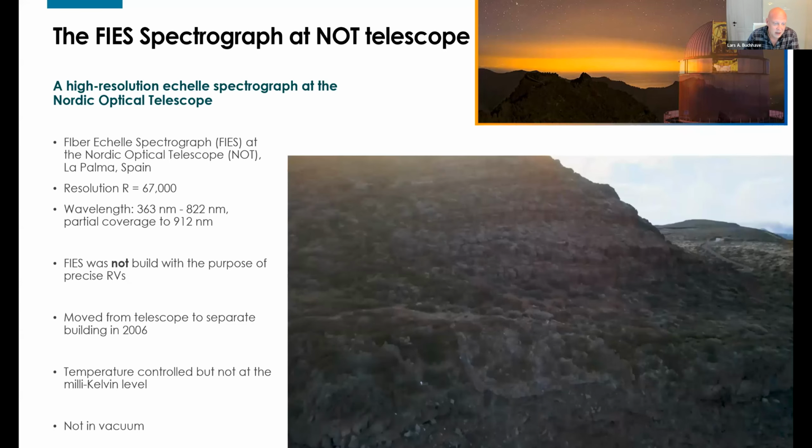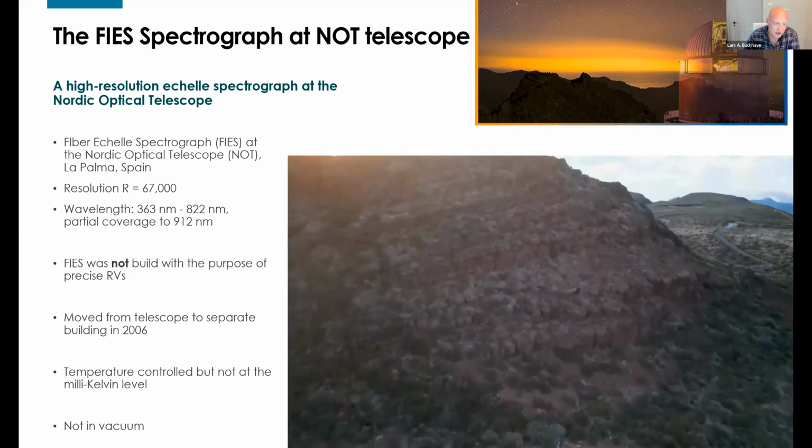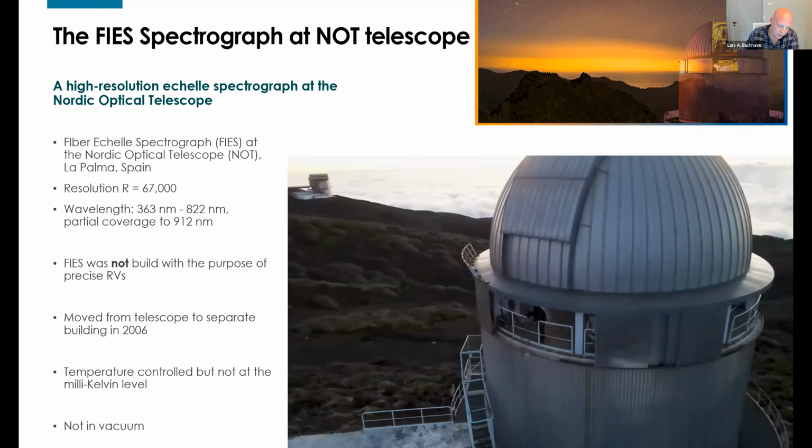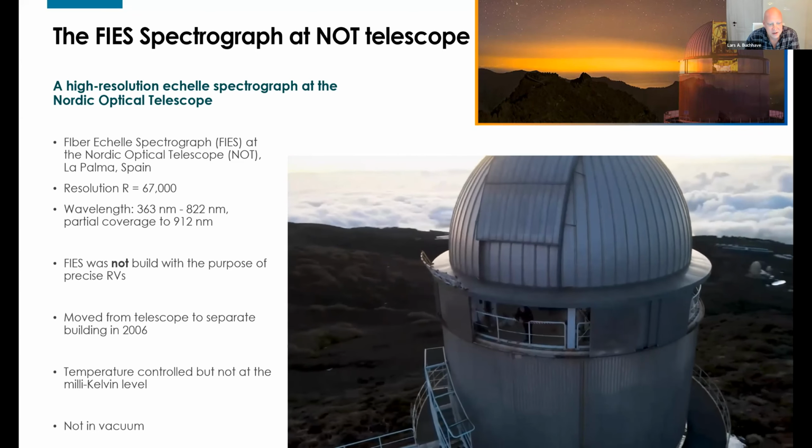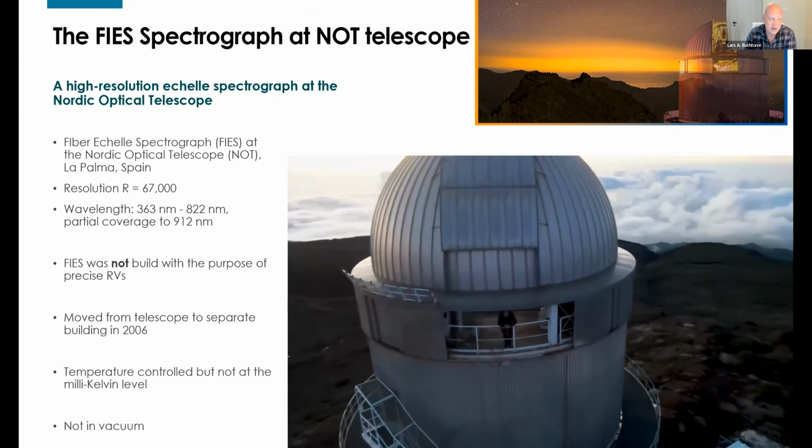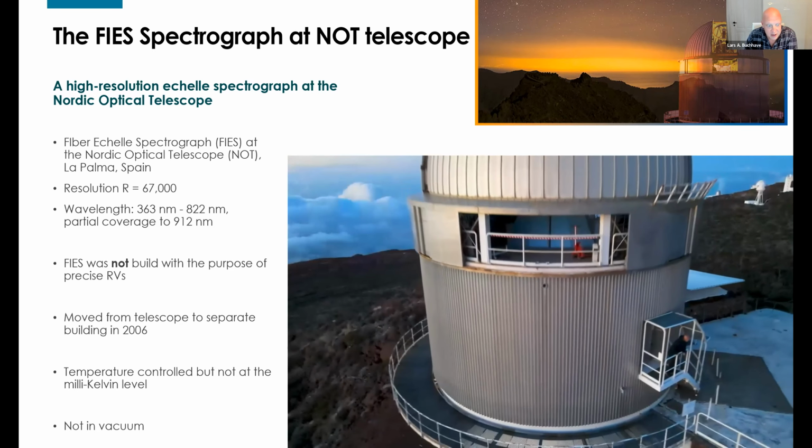So the FIES spectrograph is a 67,000 resolution optical wavelength spectrograph going slightly into the redder part, as you can see here on the slide. FIES was not built for precise radial velocities. In fact, it was up at the telescope and later moved down to its own building. It's temperature controlled, but certainly not at the millikelvin level, and it is not in vacuum.